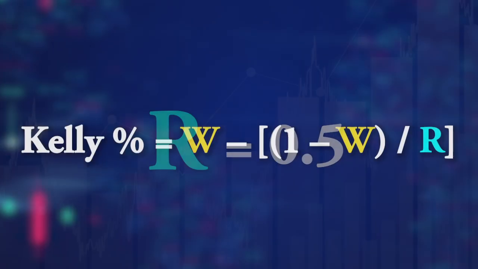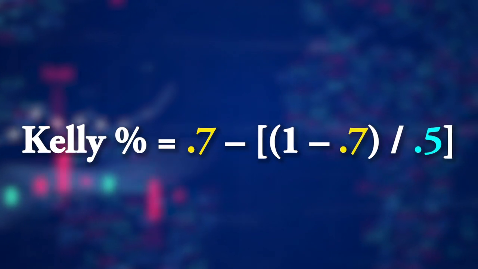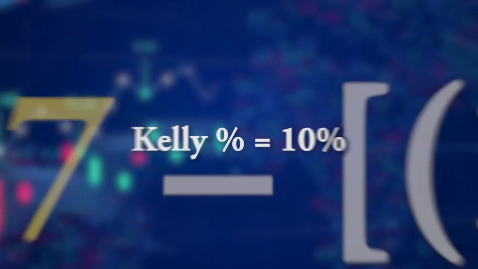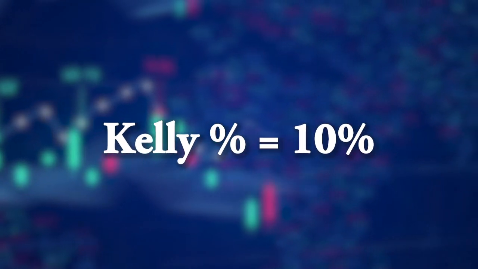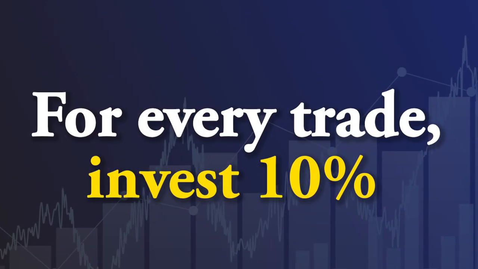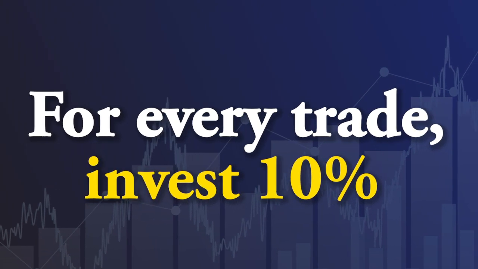So that gives us an R here of 0.5. And so when we do the math and plug all this in, it's pretty simple math, we get a Kelly number of 10%. That's key. So that tells us that for every trade, sticking with our system here, we invest 10% of our money in each of those trades.